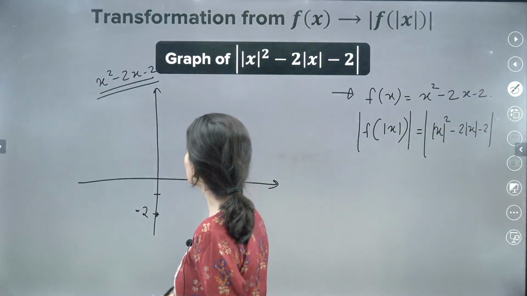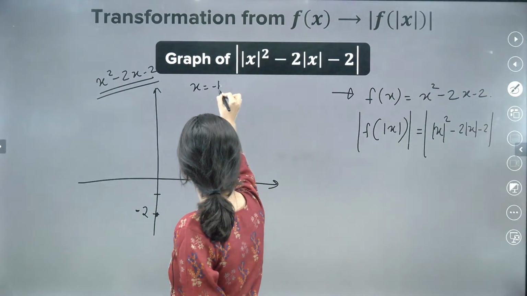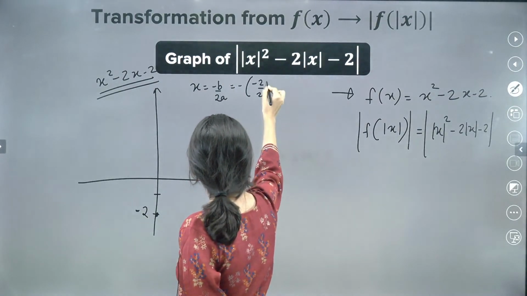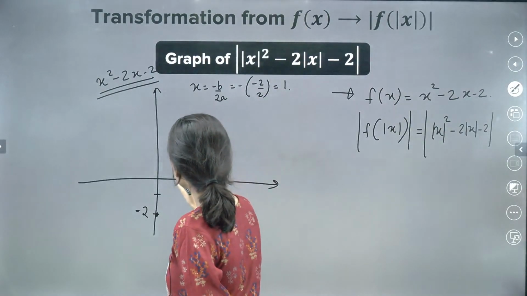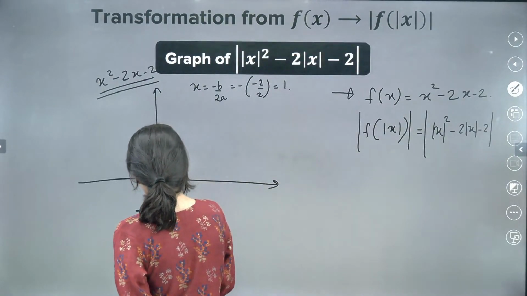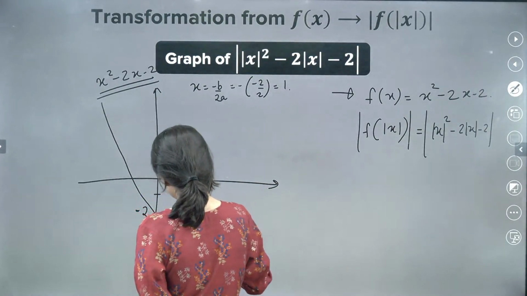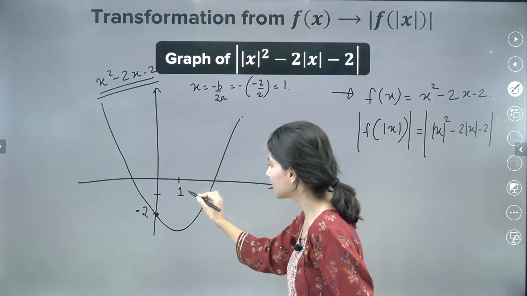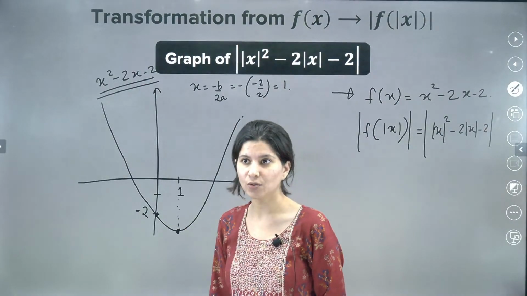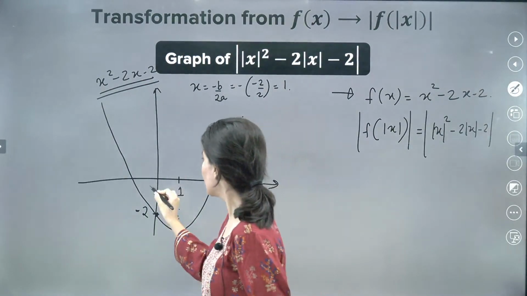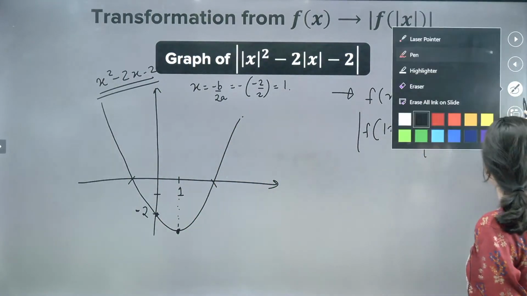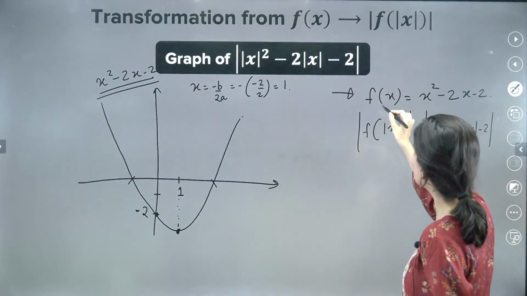Where will be the vertex? So vertex is x equals to minus b by 2a. So ma'am, it is going to be minus of minus 2 by 2. So this is your 1. Vertex is this. So the graph will look like this. This is your graph because this is your vertex, right? This is your x coordinate. You can go on and find the roots also. So roots also are like this. All right. So this is the graph of f of x.